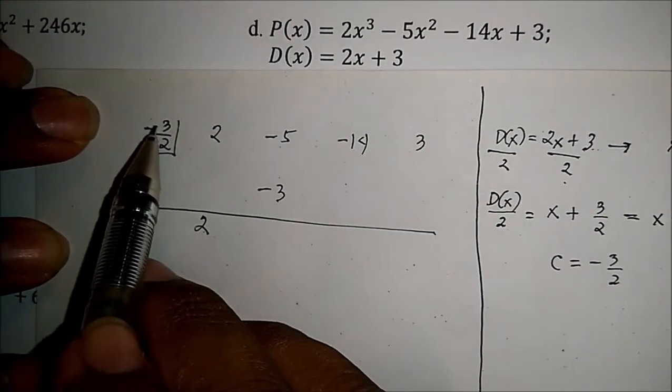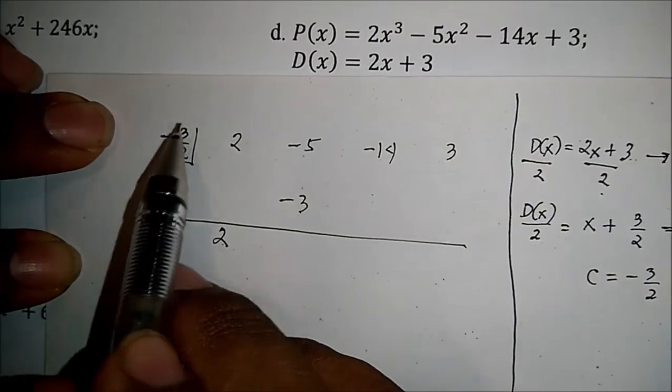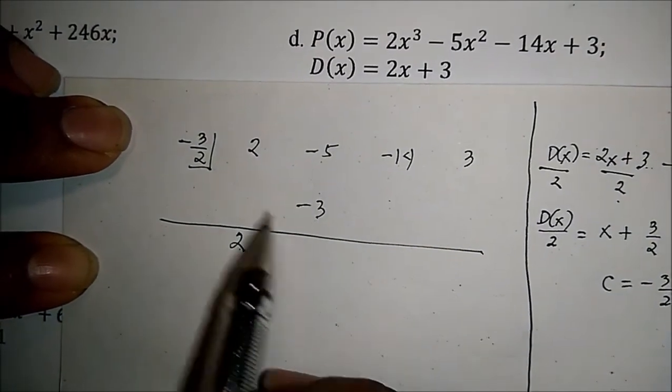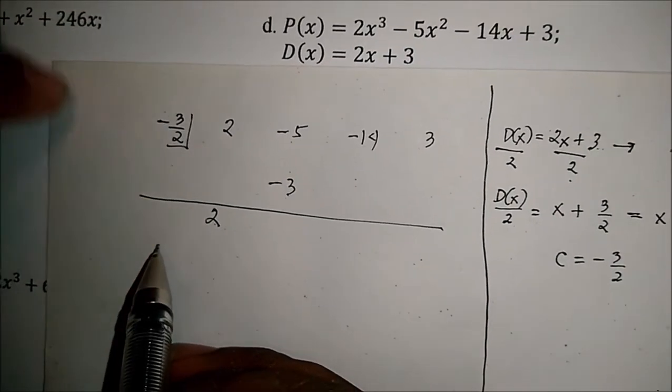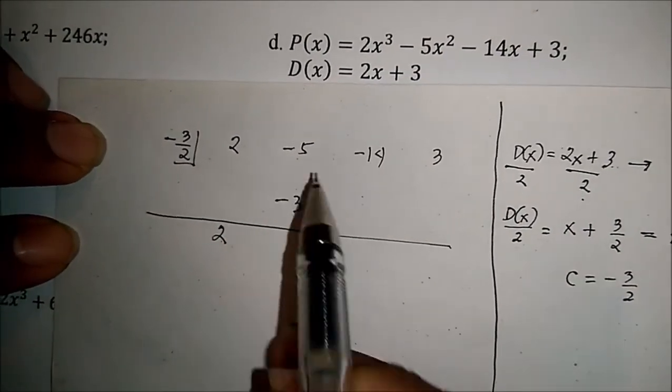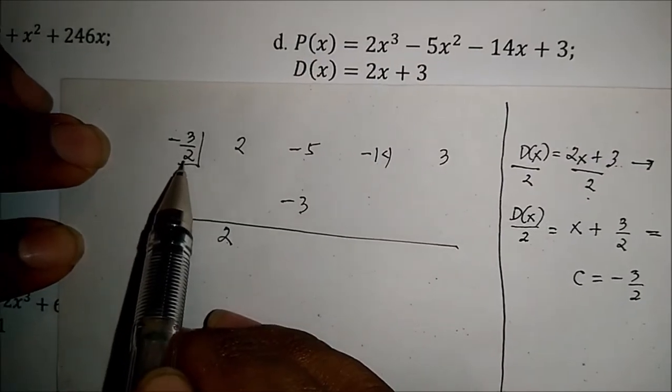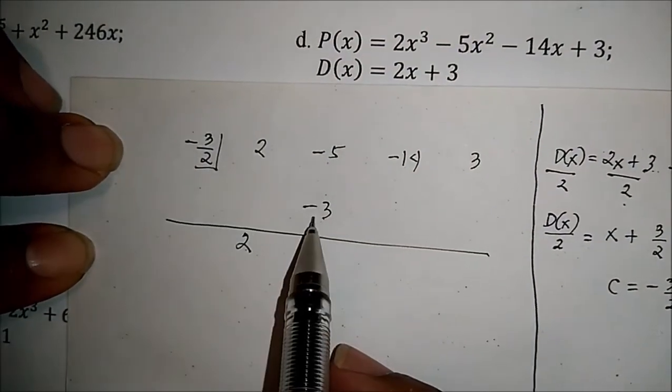2 times negative 3 is negative 6, divided by 2 is negative 3. Pero mas madali yung kanina, no? Divide muna sa ilalim para lumiit na yung number bago tayo mag-multiply sa taas. So, ulitin natin. 2 divided by 2 is 1, times negative 3 is negative 3.